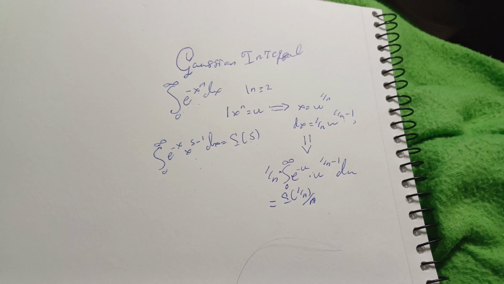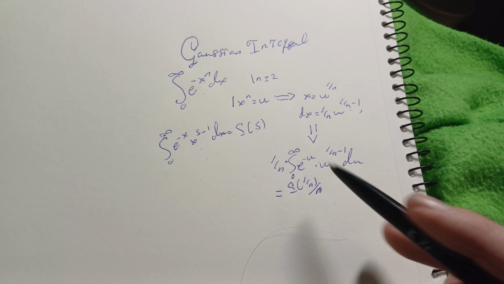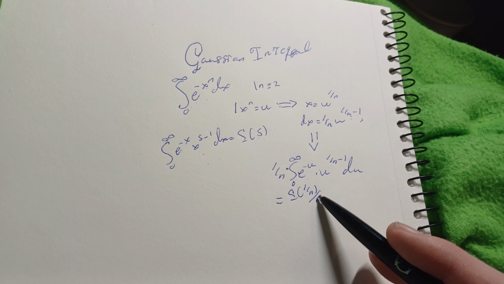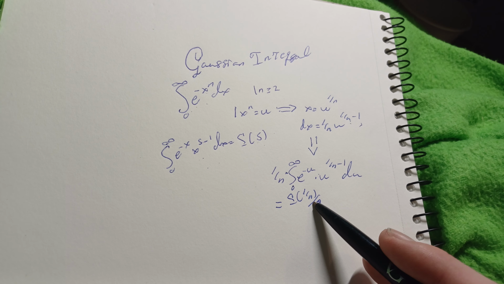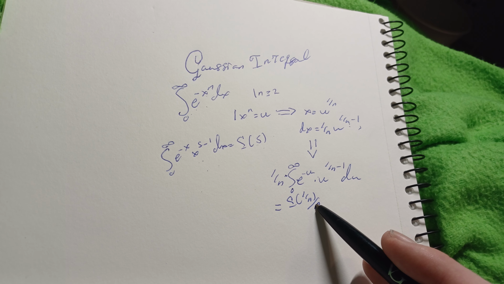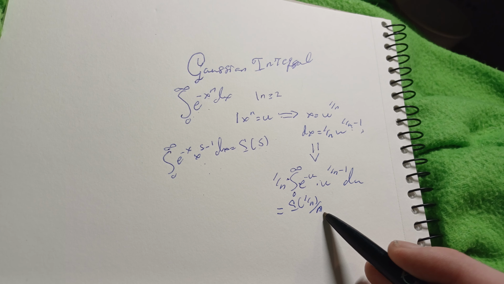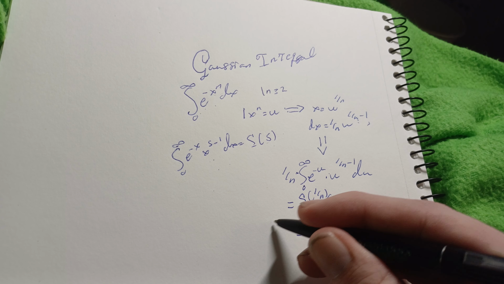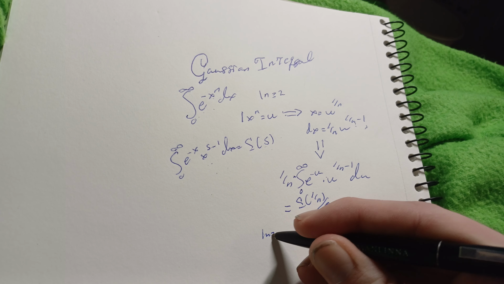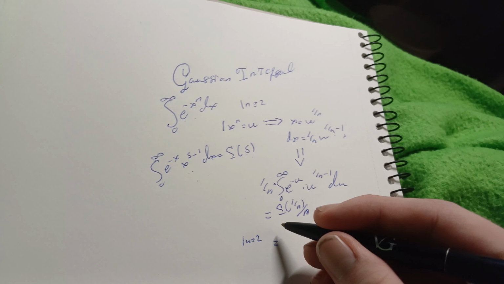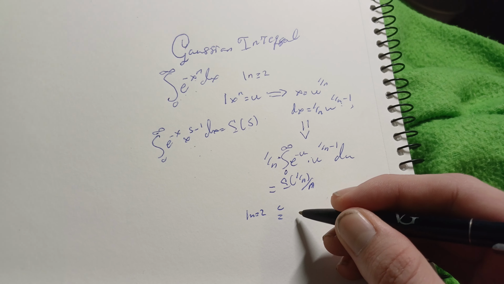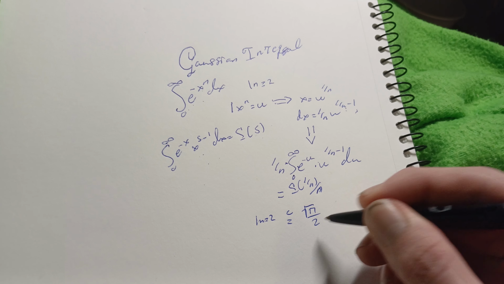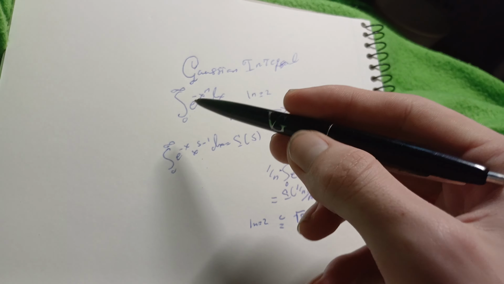And that's the result. Now we can test this out for n equals 2, for example. We know that the gamma function of a half is square root of pi, and we'll get 2 here. So if n equals 2, in that case we'll get square root of pi over 2, and that's the result.